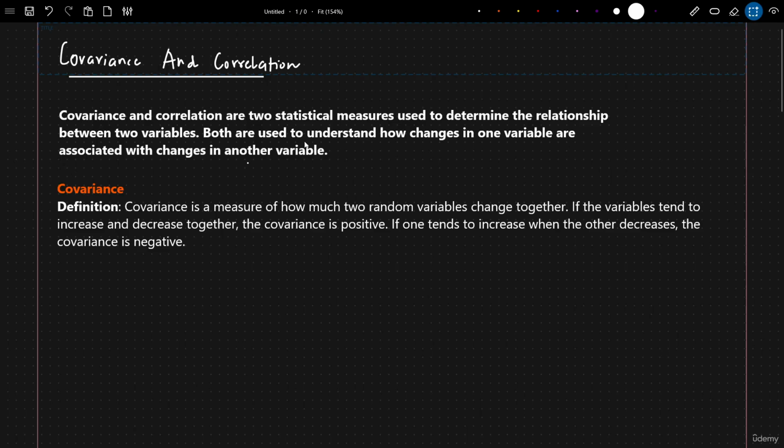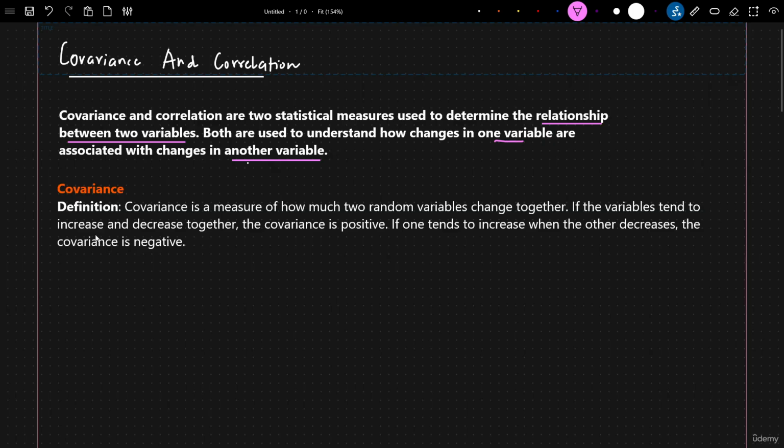Covariance and correlation are two statistical measures used to determine the relationship between two variables. This is really very important. If you really want to find out the relationship between two variables, and specifically these variables are continuous variables, both are used to understand how changes in one variable are associated with the changes in another variable. So if we really want to quantify this relationship between two variables, we can actually use covariance and correlation. Now, first we will go ahead with covariance.